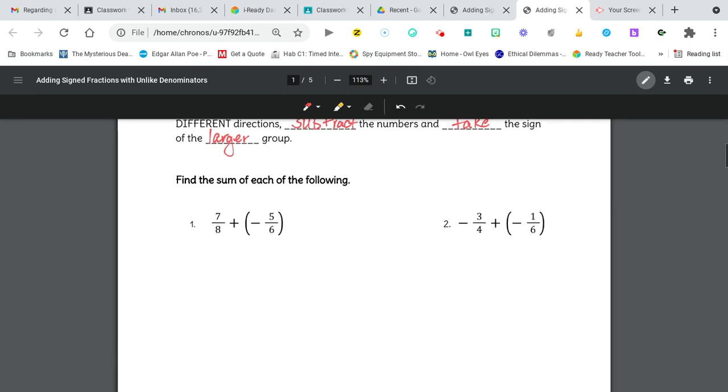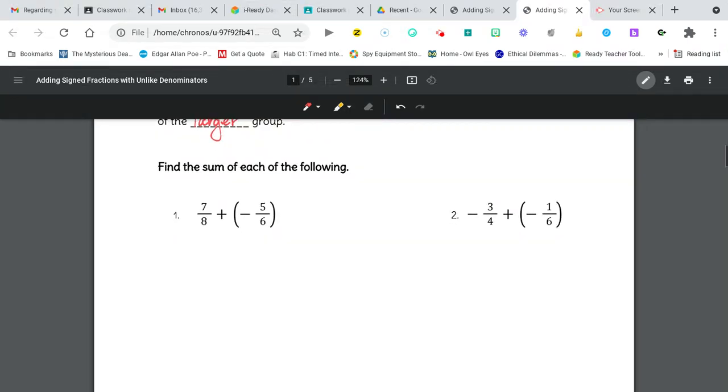All right. For your examples, it says find the sum of each of the following. All right, but before you add or subtract, when you're dealing with fractions or mixed numbers, you need a common denominator. So I'm going to draw a T-chart. And in my T-chart, I'm going to put the bottom numbers 8 and 6. And we've done this before, so you all should know what I'm doing.